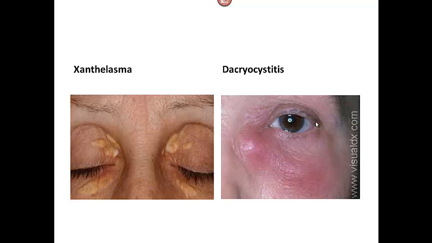Xanthelasma is basically deposits of lipids. It is yellowish circumscribed flakes that are associated with hyperlipidemia. Dacryocystitis is basically an obstruction of the lacrimal system and produces redness, a painful, tender area. Again, patients are complaining of tearing and regurgitation of material coming out of the punctum.